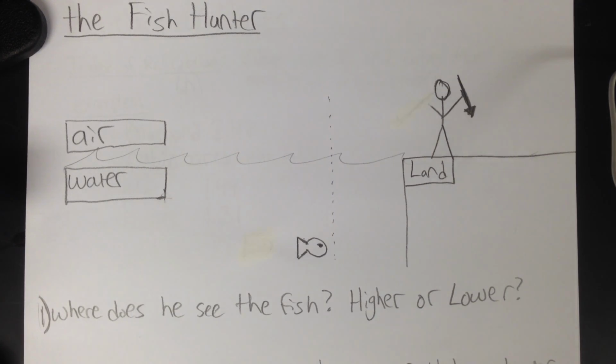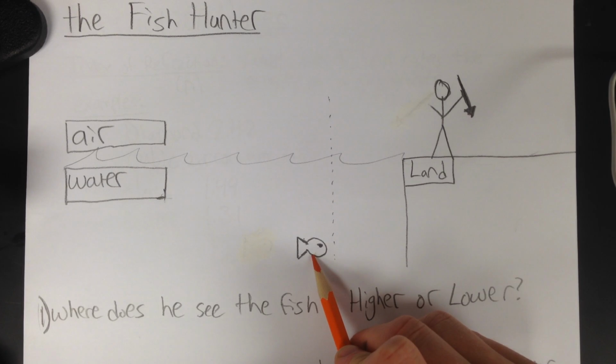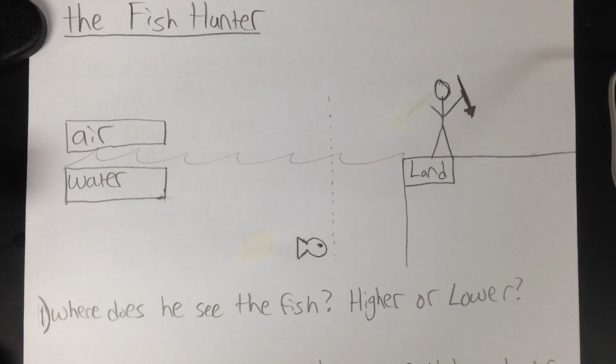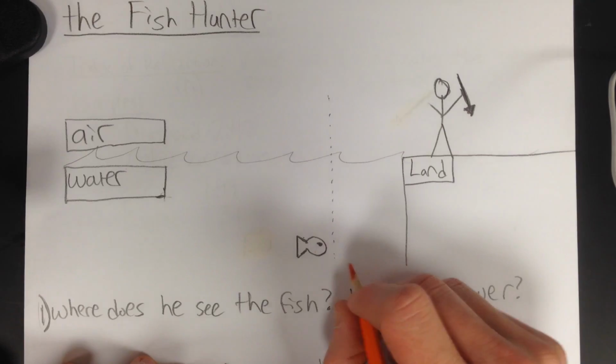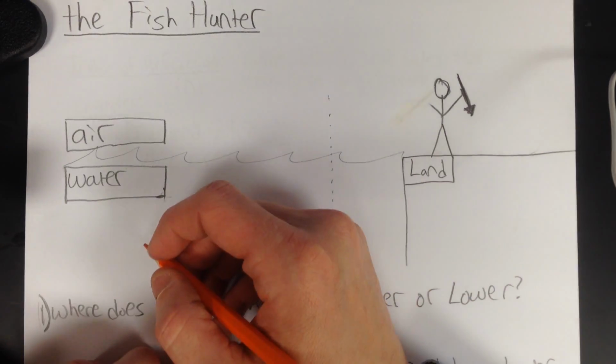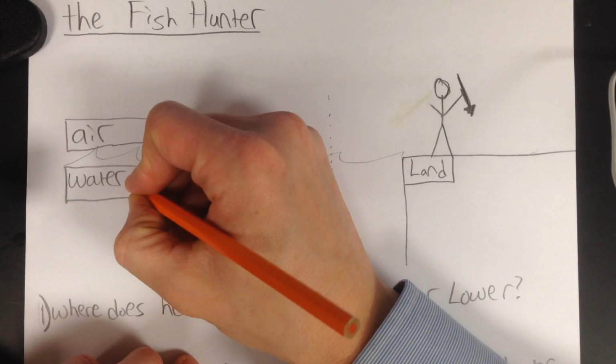It's called the fish hunter. Alright, so say there's a fish in a lake and you're hunting it with a spear. Now, the question is, should you aim the spear directly at that fish right there? Or will that cause you to miss it? Because when you're looking at the fish, the light bends when it comes out of the water into your eye. So where does he see the fish, and where should he aim his spear to actually hit the fish?